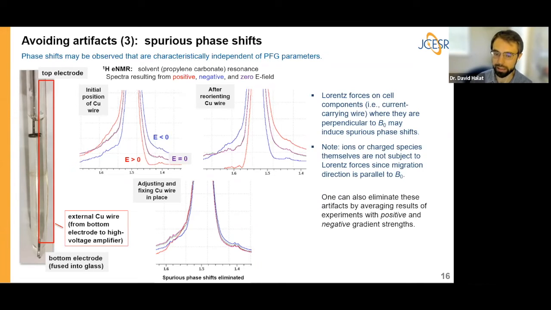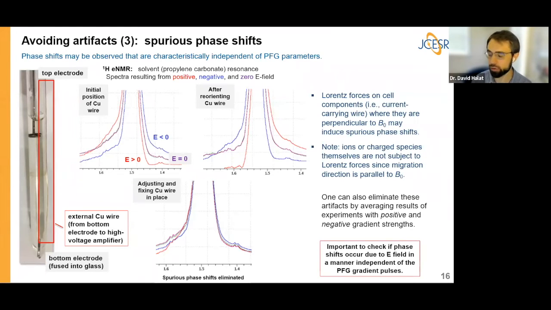As I mentioned, one can actually eliminate these artifacts because they don't depend at all on the sign of the magnetic field gradient. So by averaging results in which positive and negative gradient strengths have been applied, in principle, the spurious phase shift can be canceled. And at the very least, one needs to check for this type of artifact before analyzing phase shift data.